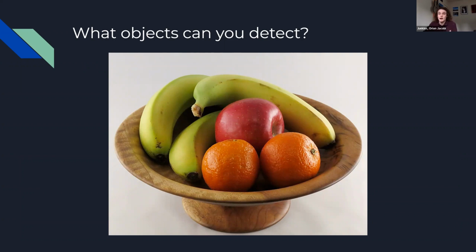But just to back up a little bit, starting with really general object detection, if I just use you, your brain, and your eyes, and I ask you, what objects can you detect? You'll probably say you see 3 bananas, an apple, 2 oranges, a bowl. The next question then is, how exactly did your brain do that? And then the harder question is, how would you teach a computer to do that?